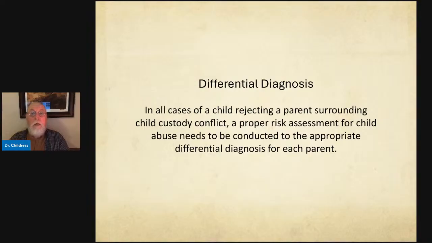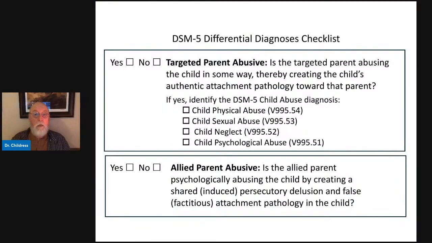So in all cases of a child rejecting a parent, all of them, surrounding child custody conflict, a proper risk assessment for child abuse needs to be conducted, with the appropriate differential diagnosis for each parent. That just needs to happen. Please, it's child abuse by one parent or the other. Can we get that diagnosed and treated, please? There's your questions, yes or no.